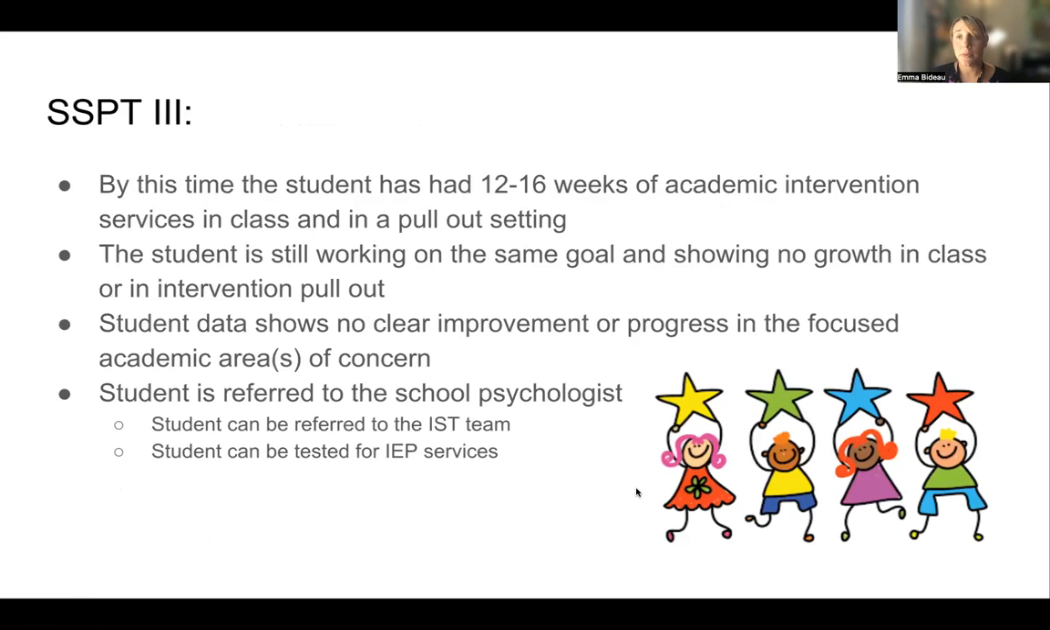If they need more support, they would move into SSPT 3. This is after they've had 12 to 16 weeks of their academic intervention services in the classroom as well as in the pullout room. The student would still be working on the same goal, but showing no growth in that goal in class as well as in the intervention. Student data would have to show no clear improvement or progress in the focus academic areas of concern. This is when we refer to the school psychologist and they will come do an observation. We can also refer to the IST team for possible testing.